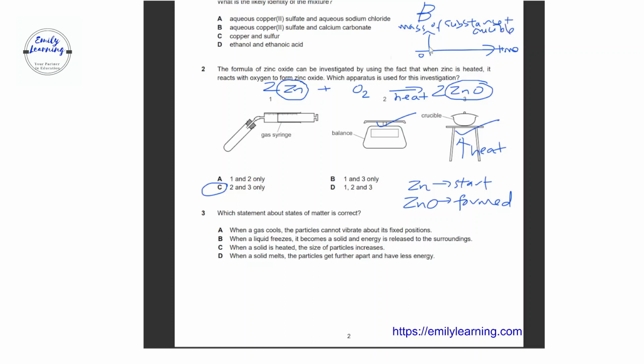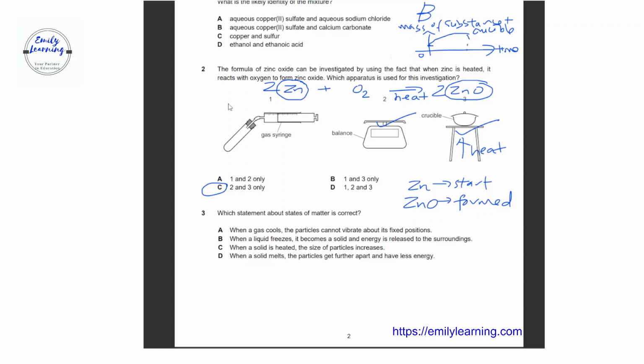So initially you start off with the mass of the zinc plus the crucible, then because it reacts with oxygen, the mass should increase. As you continue heating, the mass will increase until beyond a certain point, the mass just remains the same. When the mass remains the same, it tells you that the reaction has stopped, all the zinc has reacted with the oxygen. So you can actually stop the reaction already.